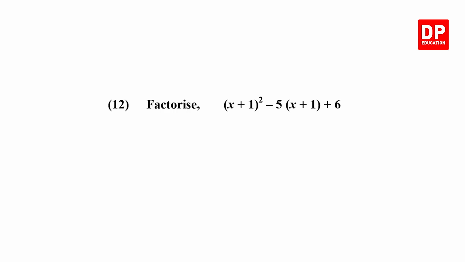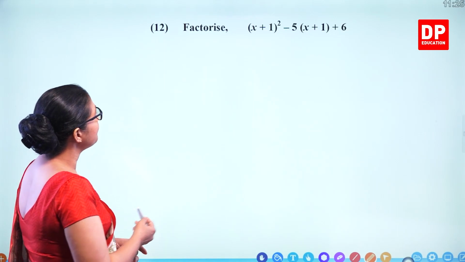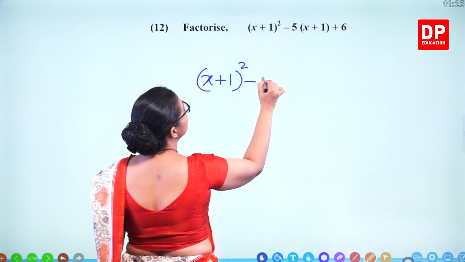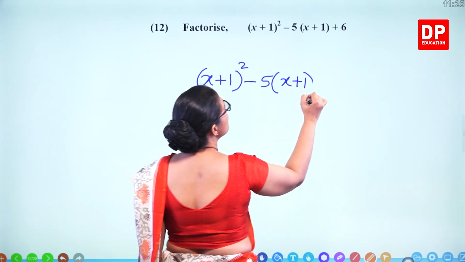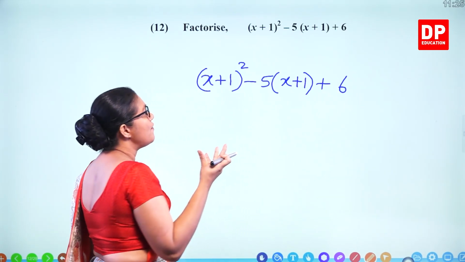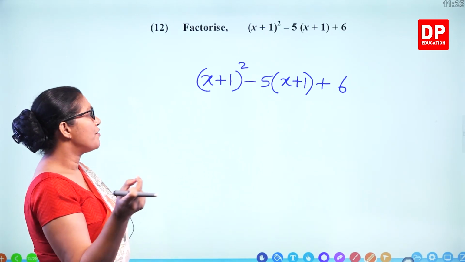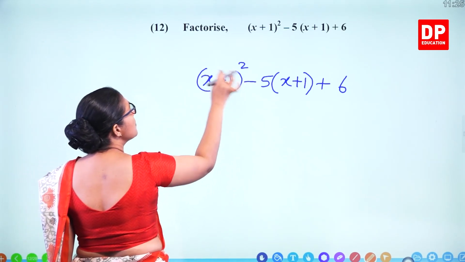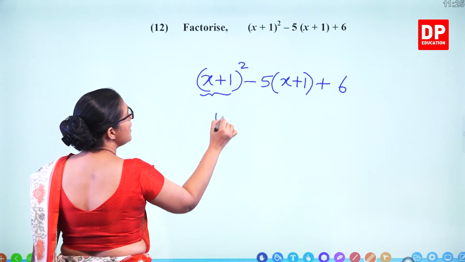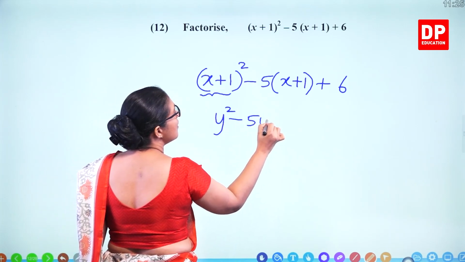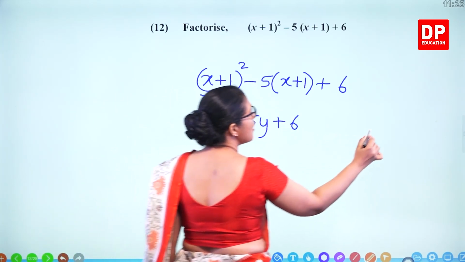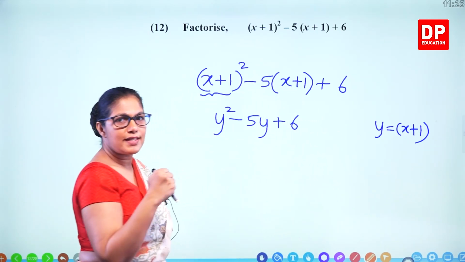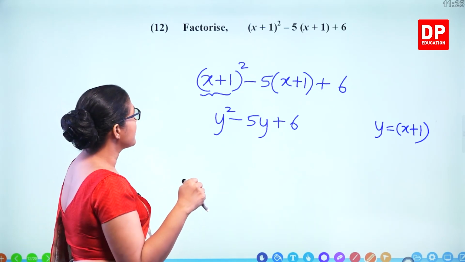Question number 12. Factorize. Now x plus 1 is there. What's the easiest way to do it? When we have one variable, we know that's a quadratic, you can easily do it. So we can make a small change. I'm taking just another letter, y, for x plus 1, so we get y squared minus 5y plus 6. I took y as x plus 1. Then we can see this is a quadratic expression and you can factorize.